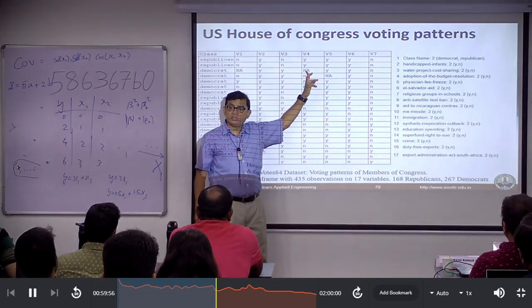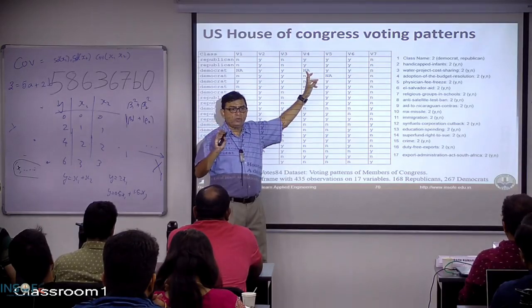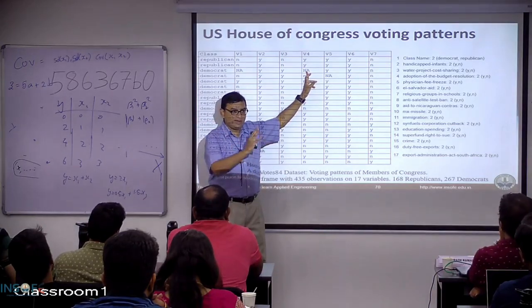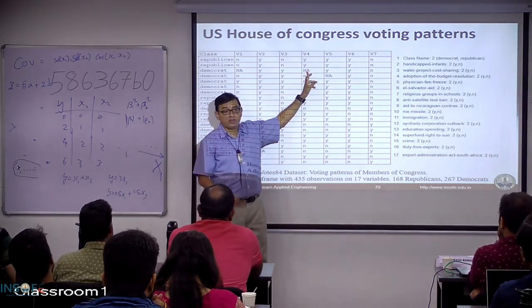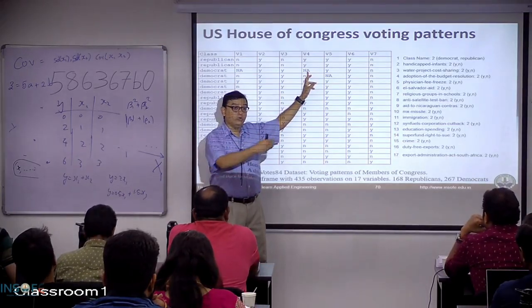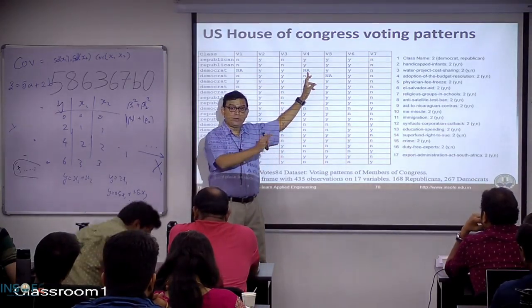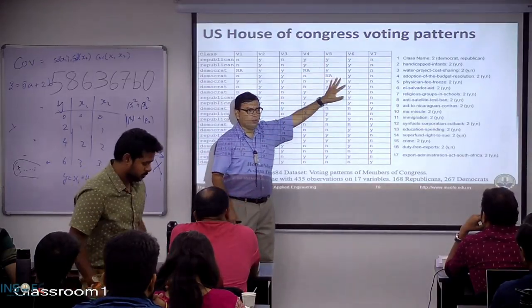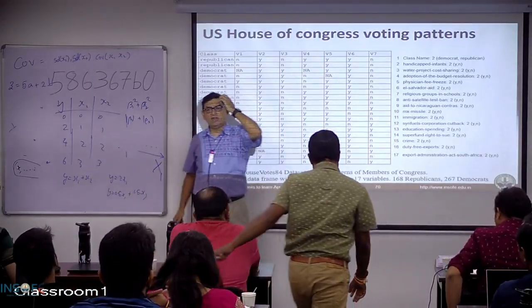NA typically means that that guy chose to not vote for that particular issue. Okay, and that happens. Probably he had a party to attend to, or he had a conflicting thing, and he didn't want to go against his party declaration. Whatever, he didn't vote, so those are represented as NA.